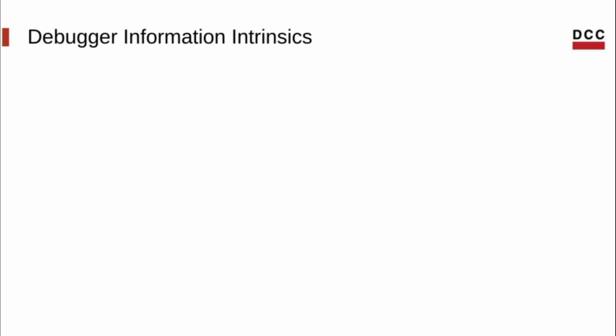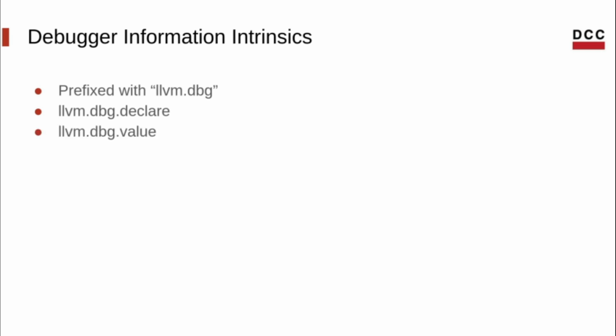LLVM uses some intrinsic functions to track variables through code optimization and generation. These intrinsics are prefixed with llvm.dbg, and they use metadata as arguments. Here we shall focus on two: the llvm.dbg.declare and the llvm.dbg.value.